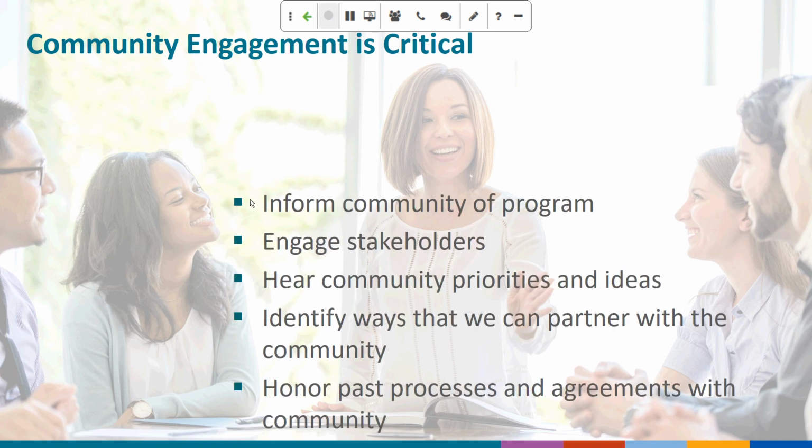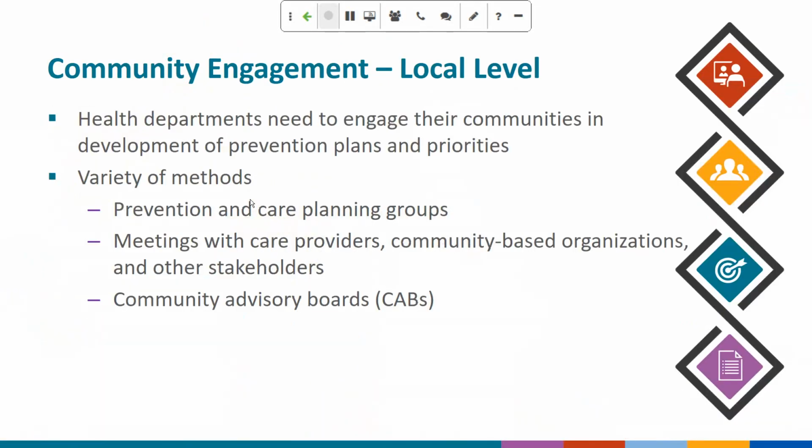Community engagement aims to inform the community of the program, engage stakeholders, and hear their priorities and ideas. This offers the opportunity of building support and also of identifying ways that we can partner with the community to achieve our common goals. It also honors past processes and agreements with the community. All health departments that receive CDC funds are expected to engage their communities in the development of prevention plans and priorities. Health departments may use a variety of methods to do so, including prevention and care planning groups, meetings with local healthcare providers, community-based organizations, and other stakeholders, and community advisory boards.